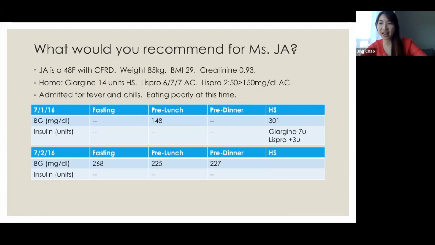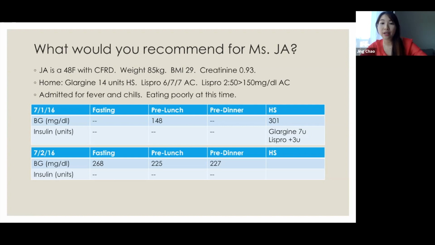Next, we have Miss JA. She is a 48-year-old female with CFRD. Weight is 85 kilos, BMI 29, creatinine 0.93. She tells you that her Glargine is 14 units at nighttime every night. She takes Lispro 6, 7, and 7 units AC before meals.